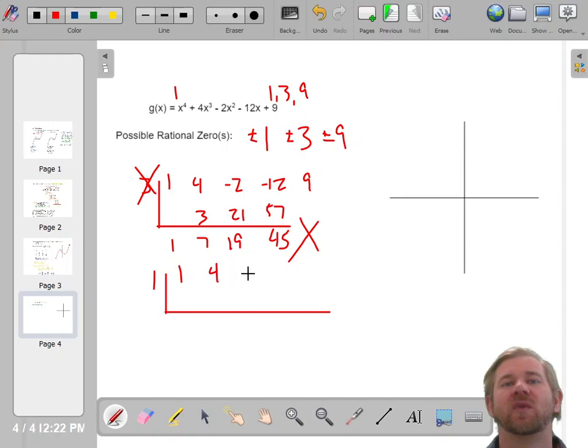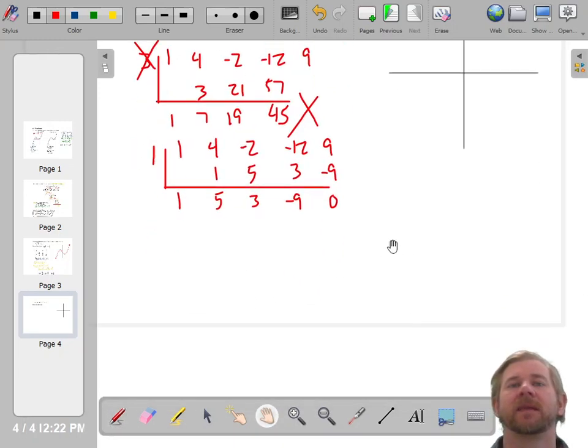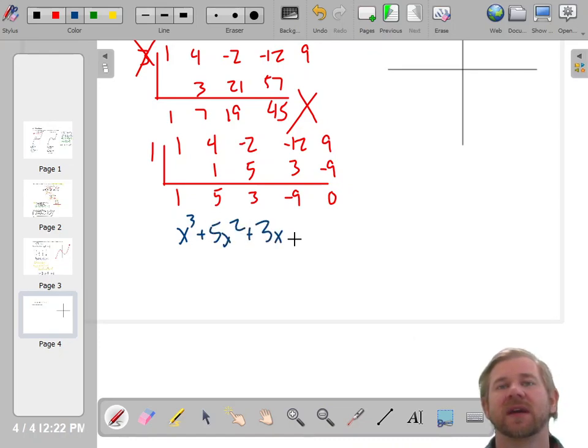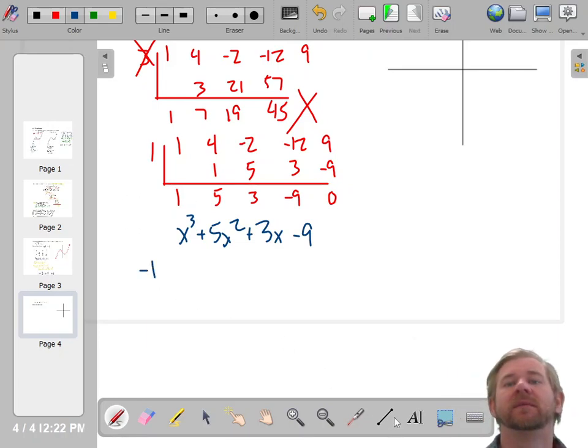1, 4, negative 2, negative 12, 9, 1, multiply, add, multiply, multiply. Hey, we got one. All right, so now I have a degree 3. So I'll write it x cubed plus 5x squared plus 3x minus 9. Okay, what are we going to try now? Let's try negative 1.